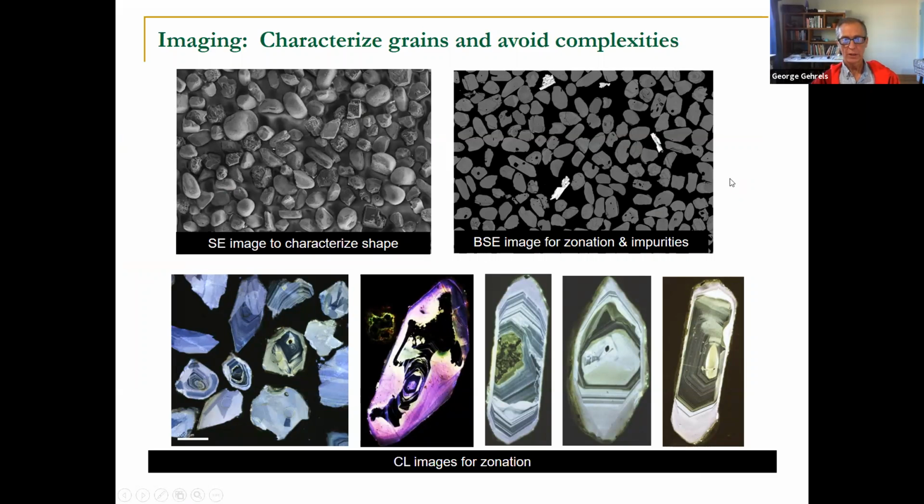And then you want to do some imaging. This is sort of the standard image. This is a backscatter image. It'll help you figure out what's a zircon versus what's not a zircon. You don't want to analyze one of these. They might have a lot of common lead, which would contaminate your mass spectrometer.